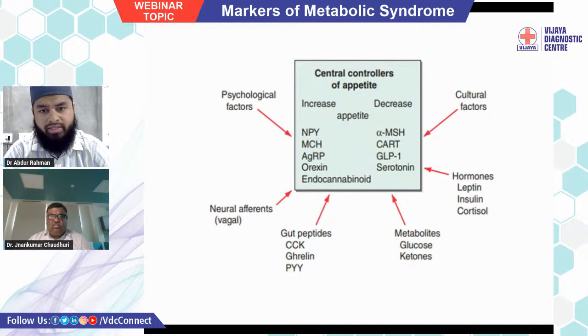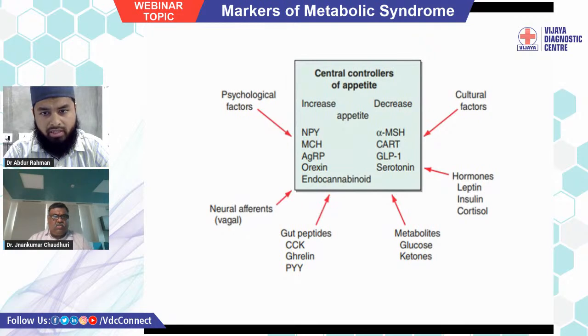So the right side is orexigenics. Orexigenics are compounds or proteins which will stimulate our hunger and appetite, and anorexigenics are on the left side, where they will decrease the appetite. So any dysregulation between them, due to genetic or other problems, will definitely lead to obesity. So we can use them as markers as well, special markers.